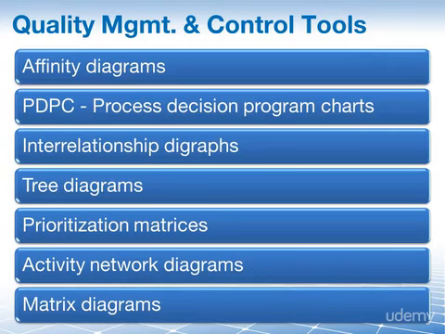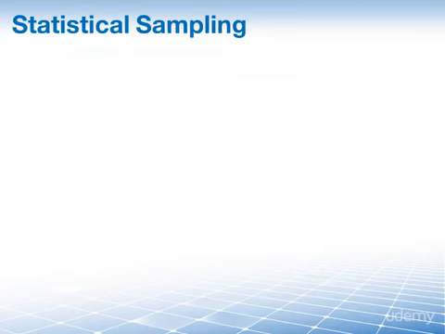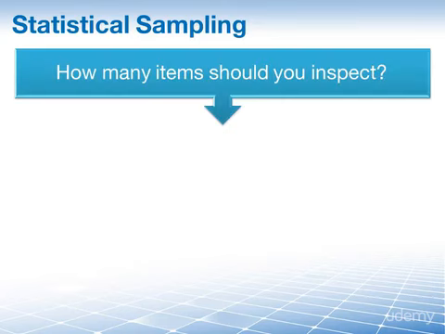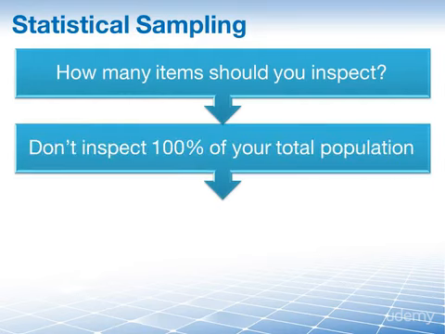Next, we also need to discuss statistical sampling. The idea behind statistical sampling is that if you must inspect your project results to ensure quality, you will not need to inspect 100% of your results, but instead you select a part of the population to be inspected and then you will extrapolate.